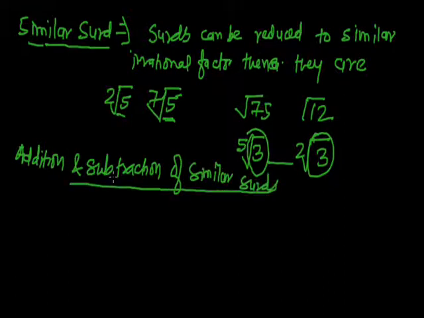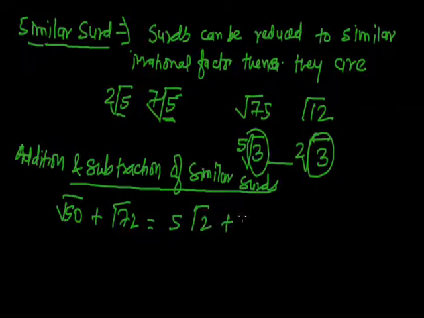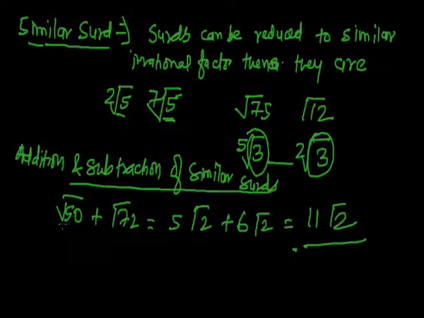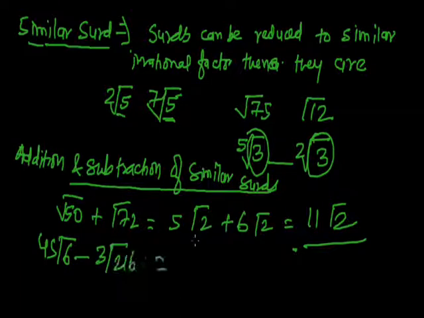आप इनको add और subtract दोनों कर सकते हैं. Example, √50 plus √72. I can always write it out: 5√2 plus 6√2, and we can add to get 11√2. We can also do a subtraction. So 45√6 minus... this is another example.